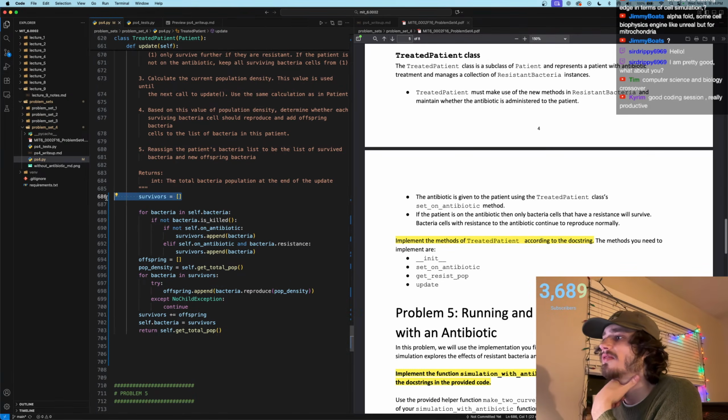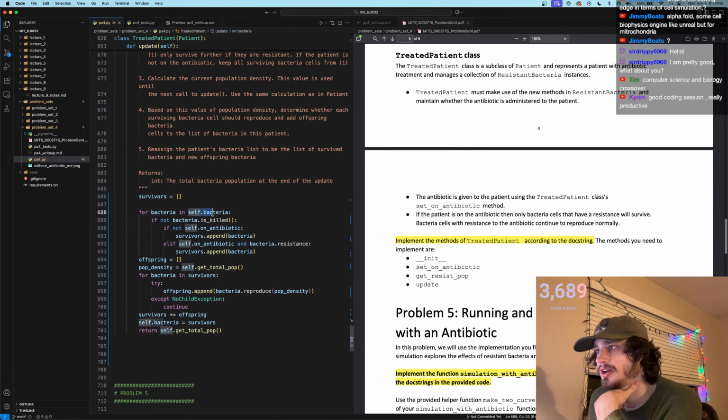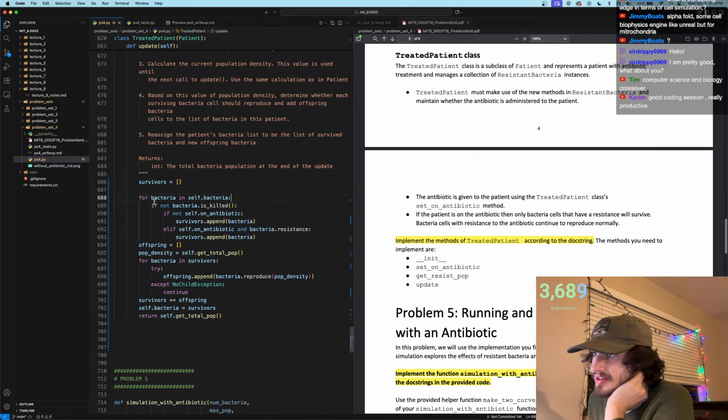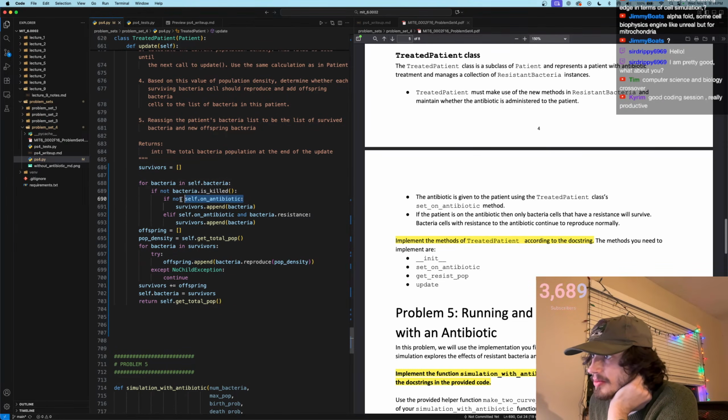So we have a list of survivors for every bacteria that's currently in our bacteria population. If the bacteria is not killed, then what we're going to do is check if the patient's on antibiotics. If they are not on antibiotics, then the bacteria just gets added. If they are on antibiotics and the bacteria is resistant, then the bacteria gets added as well. Any other case, they don't get added. If it's on antibiotics and the bacteria isn't resistant, then it would pass.